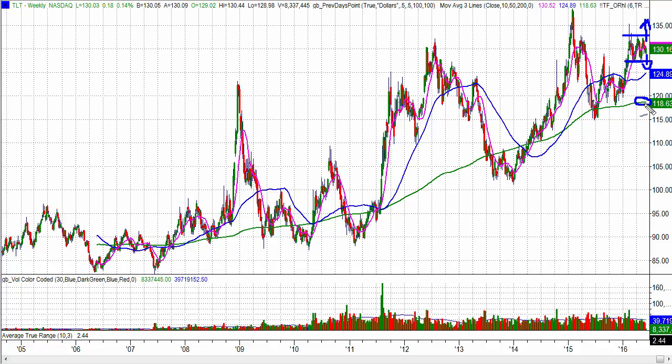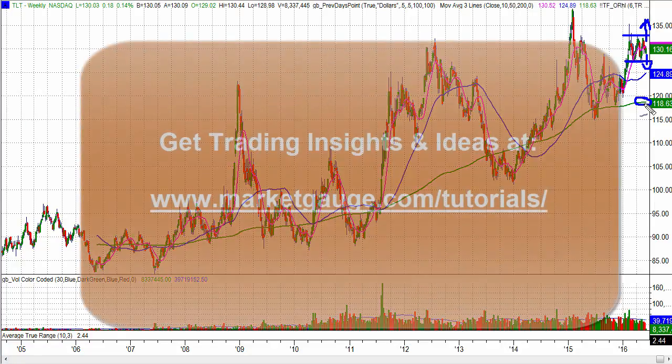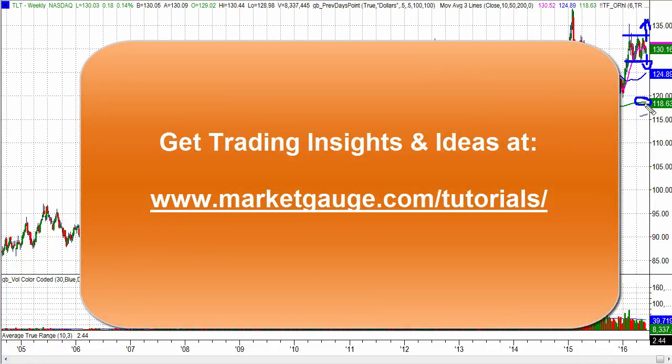So the moral of the story here is that TLTs are extremely compressed. The Fed is going to come out with its decision as to whether or not they're going to raise or hold steady in the next couple weeks, and this market is poised like a spring for a big move.